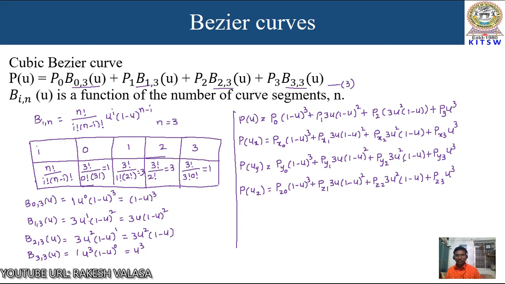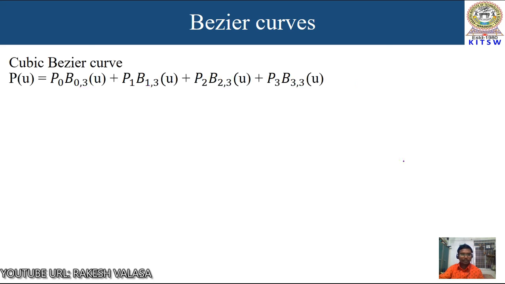Now this is the equation for a general cubic Bezier curve. Let us determine the tangent curves for the first point and last point. For calculating the tangent curve, we need to differentiate the above equation, that is P dash of u.